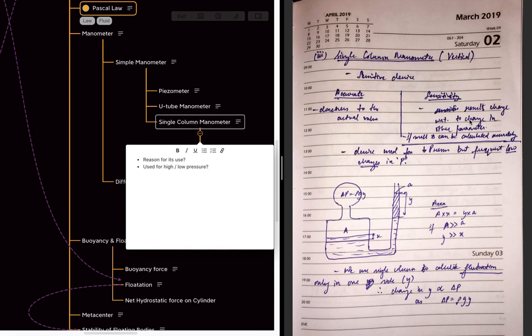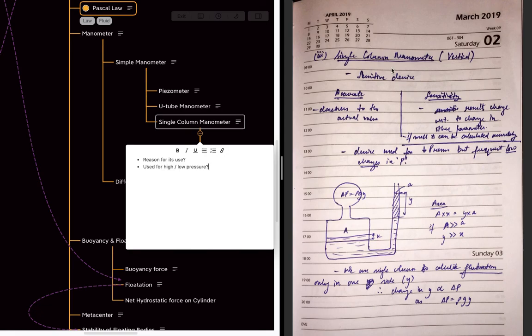And sensitivity is how the result changes with respect to a change in parameter. If there is a small change, can that small fluctuation be calculated accurately? So that is called sensitivity.